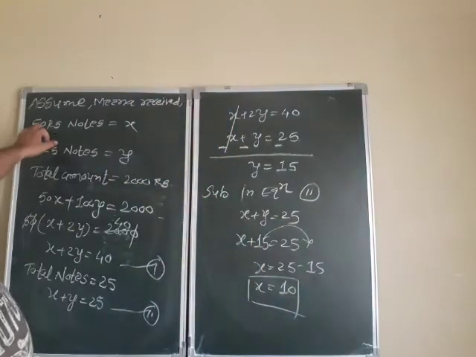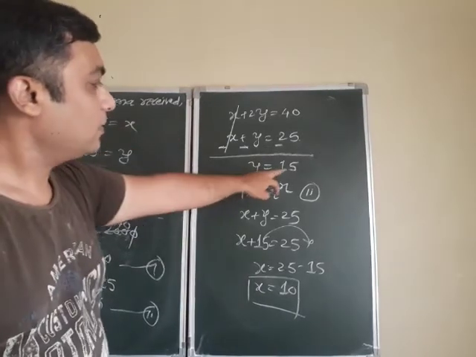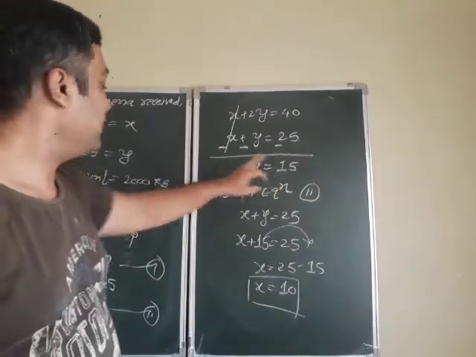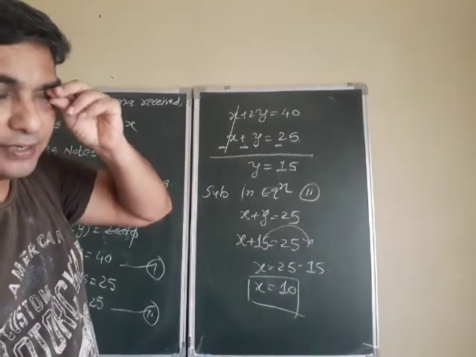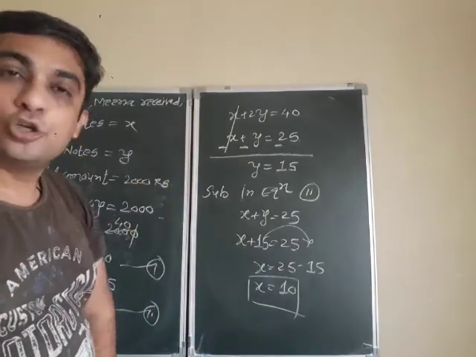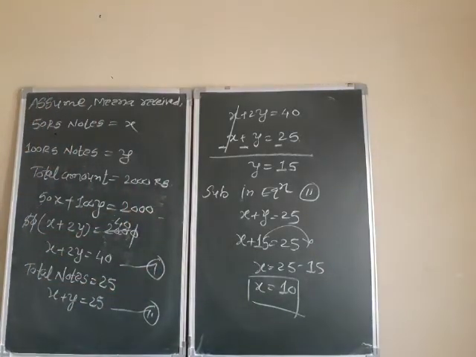Okay. So there are 10 notes of 50 rupees. So 50 into 10 means 500 rupees, and 15 notes of 100 rupees. So 15 into 100 means 1500, plus 500. So the total amount you received is equal to 2000. Clear? Let's complete the example.